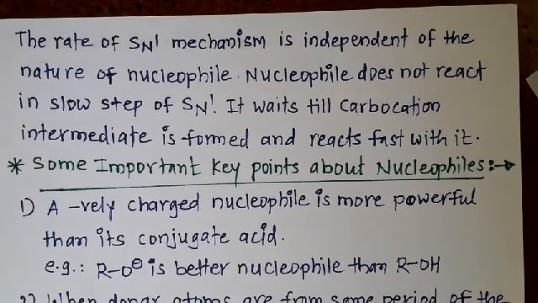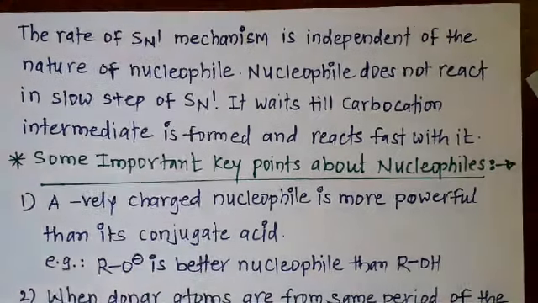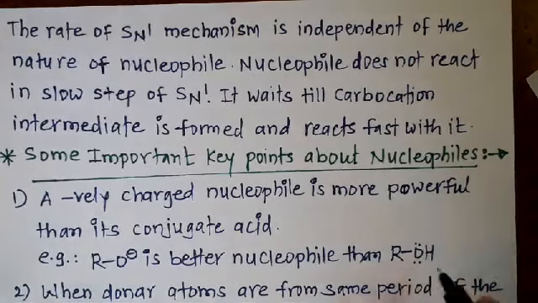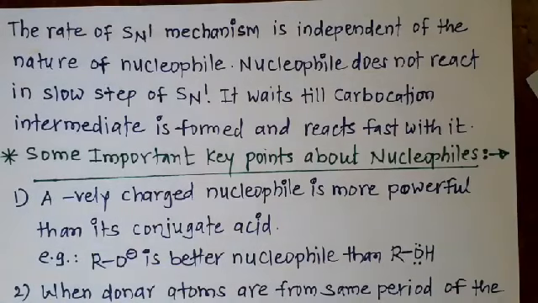Here are some key points we must know about the nucleophile. The first key point is that a negatively charged nucleophile is more powerful than its conjugate acid. For example, RO⁻ is a much better nucleophile than ROH. In ROH there are two lone pairs present on oxygen. Why is the negatively charged nucleophile much more powerful?